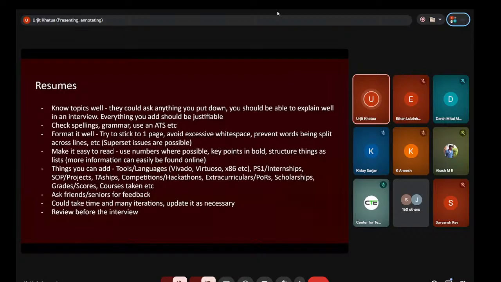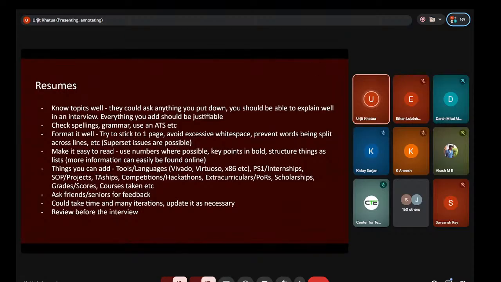So if you are wondering what you can add to your resume, this is a bit self-explanatory, but tools and languages are a good thing to add. Things like Virtuoso. You can add past experience. Projects are obviously good to add, especially if they are linked to the role. I think I'll talk more about projects later. Other things are also here.